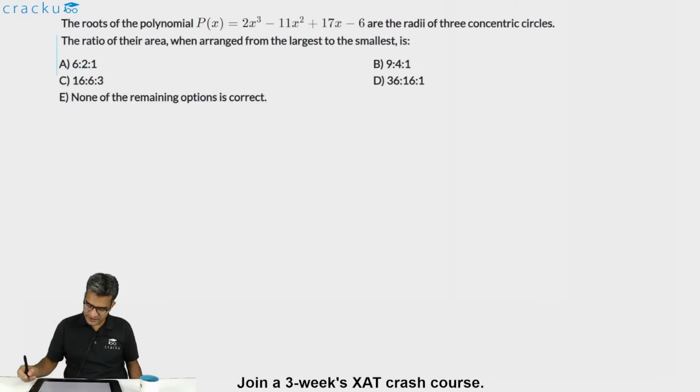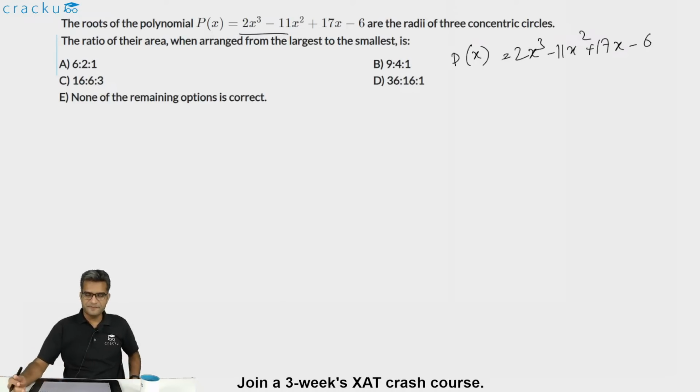In this question, we are told that the roots of a polynomial p of x, which is 2x cube minus 11x square plus 17x minus 6, are the radii of three concentric circles. So basically, we have to find out the roots of this polynomial, this cubic equation. Whenever you are required to calculate the roots, try to guess whether one of the roots is 1. Normally it won't happen that if you are asked to calculate the roots of a cubic equation, the roots will be fractions. Nobody wants you to calculate the roots when they are fractions. So something or the other has to work.